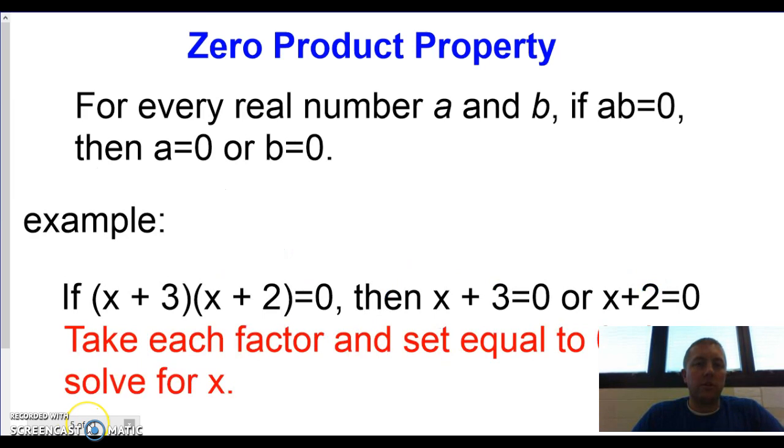Okay, next term here is the zero product property. It just states that for every real number a and b, if you multiply those 2 things together and the result equals 0, then a or b must equal 0. For example, if let's say we factored a trinomial and got x plus 3 and x plus 2, and that's set equal to 0, then we must know that x plus 3 equals 0 or x plus 2 equals 0. And then we just take each factor, set it equal to 0, and solve each individual equation for x.